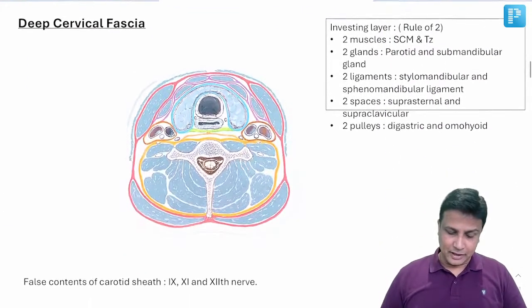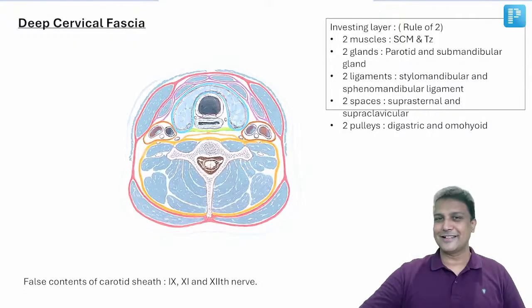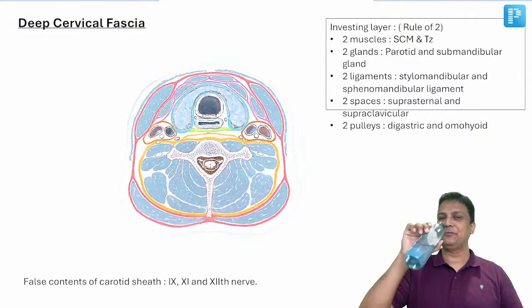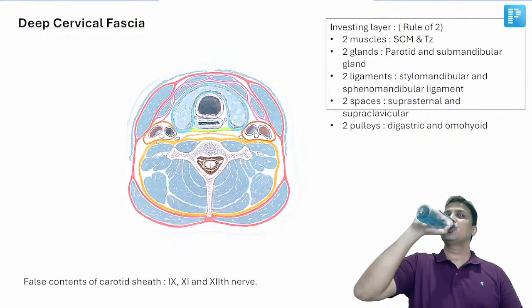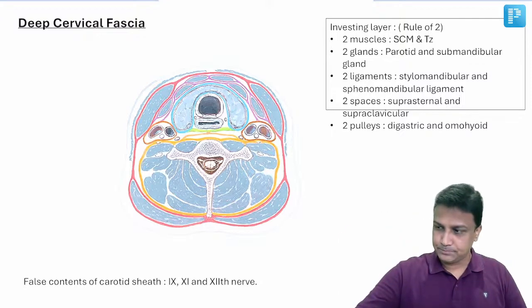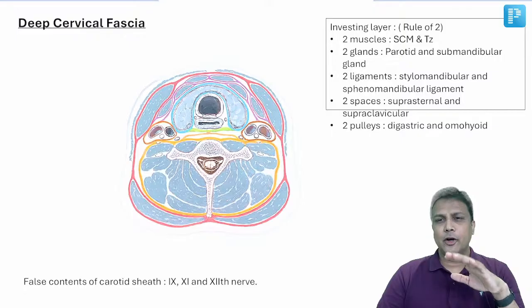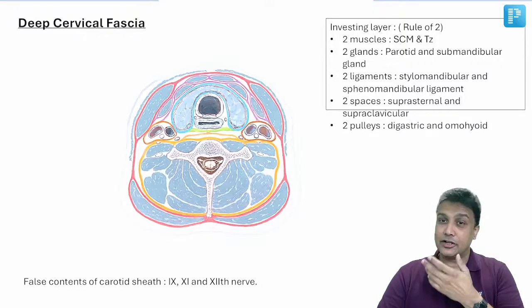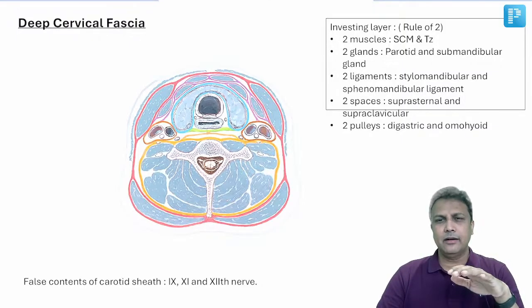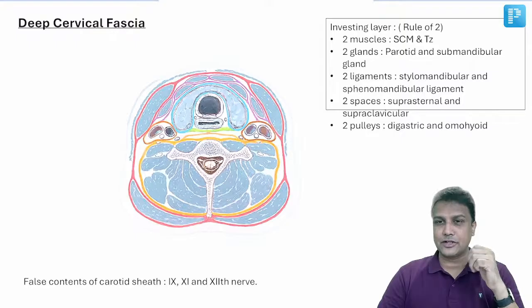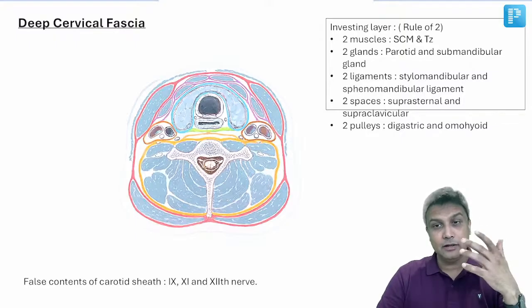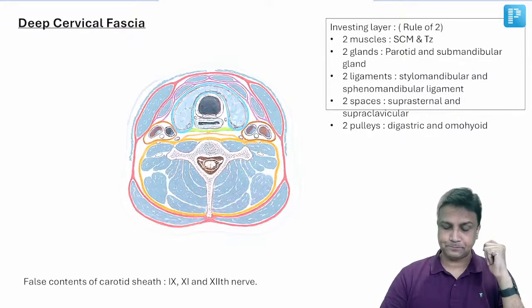Moving on to the next topic, another hot favorite topic of INI-CET examiners, that is deep cervical fascia. Now in the neck region, you'll have fascia, and that fascia is the deep cervical fascia, the deep fascia of the neck, and it in turn has 4 modifications.